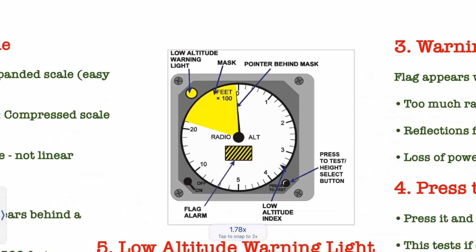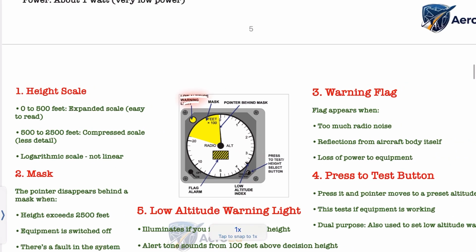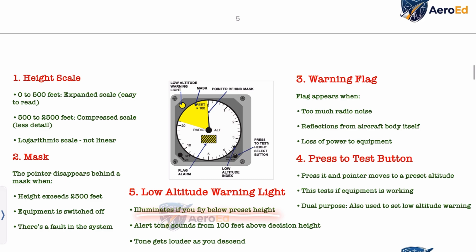So what is the function of this low altitude warning light? It illuminates whenever the aircraft flies below the preset height. An alert tone sounds from 100 feet above decision height, and this tone gets louder as it descends. And as it crosses the decision height, the tone stops.